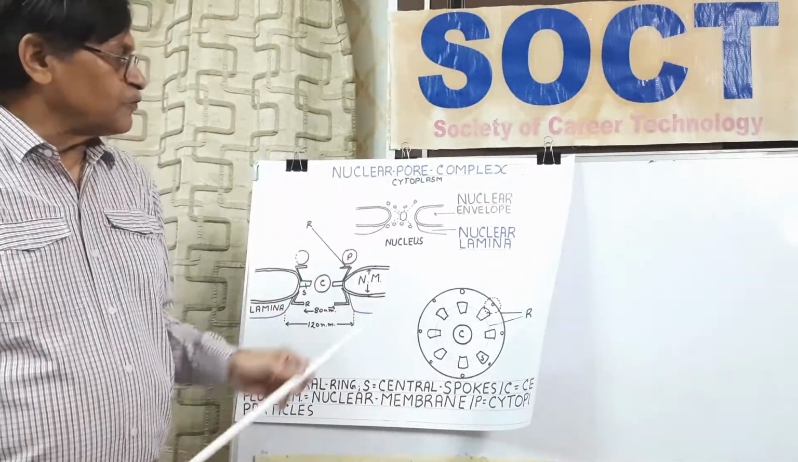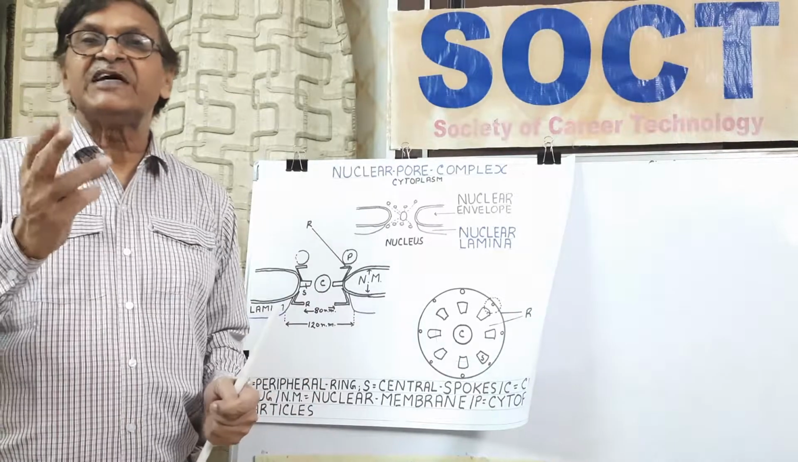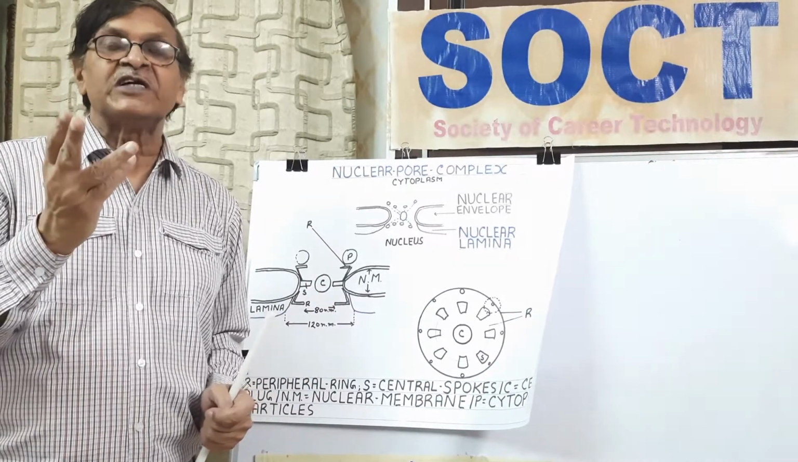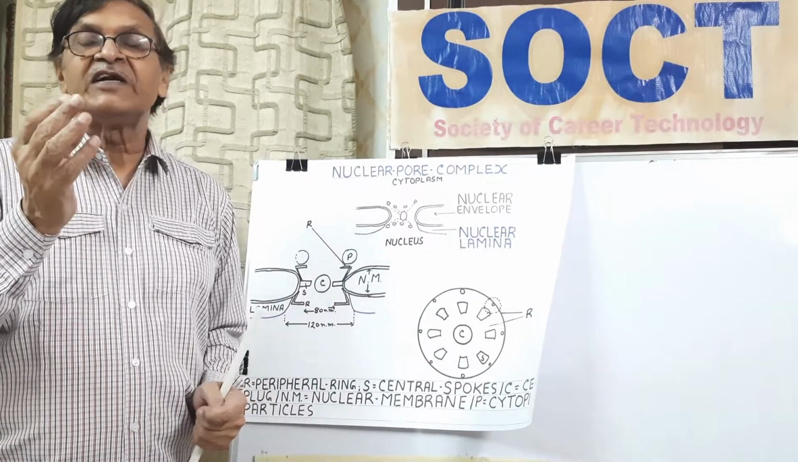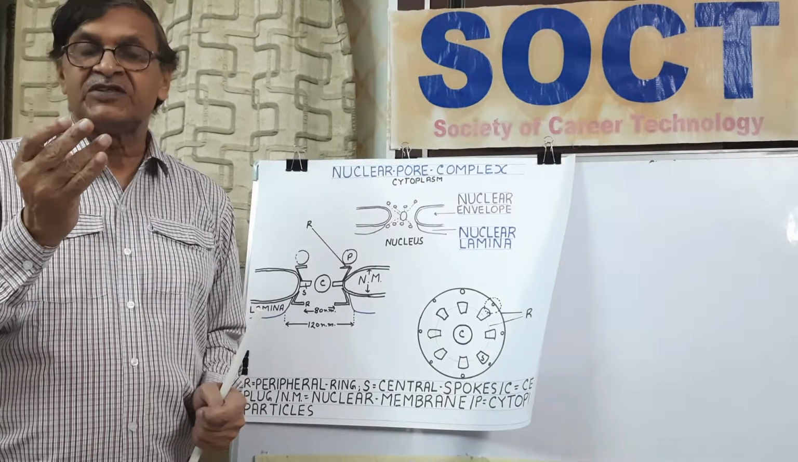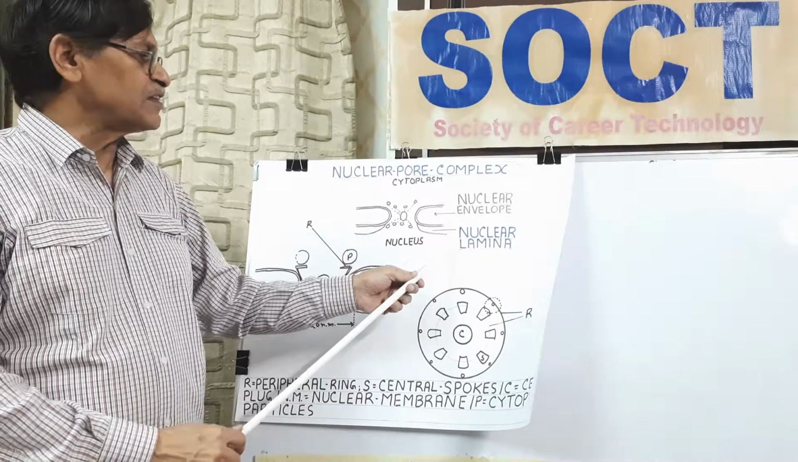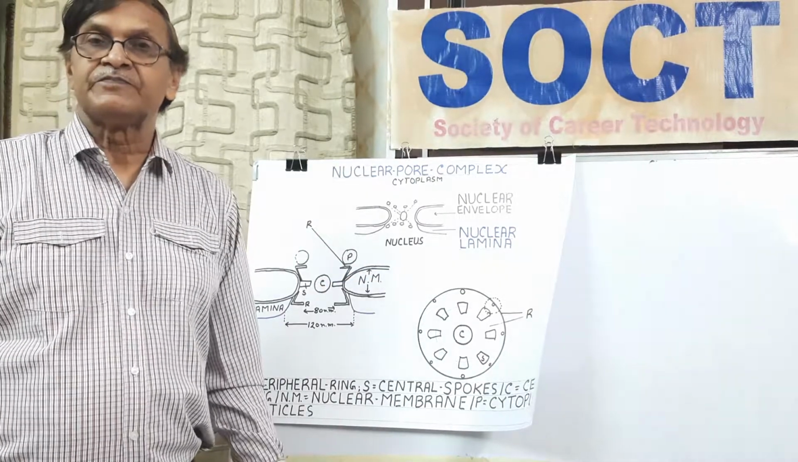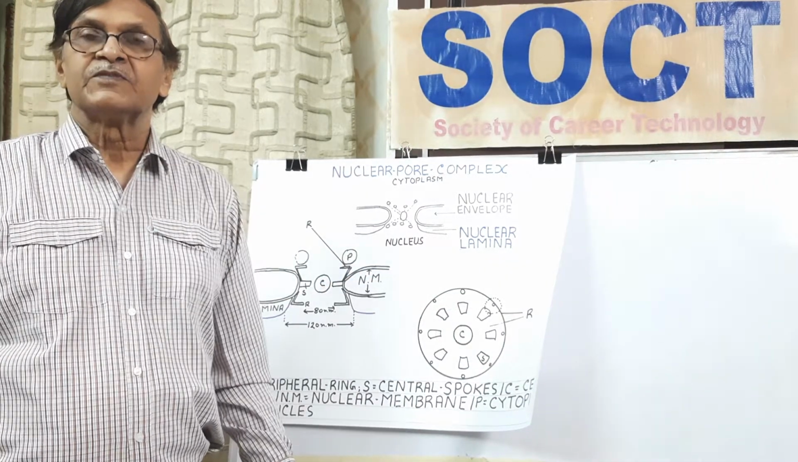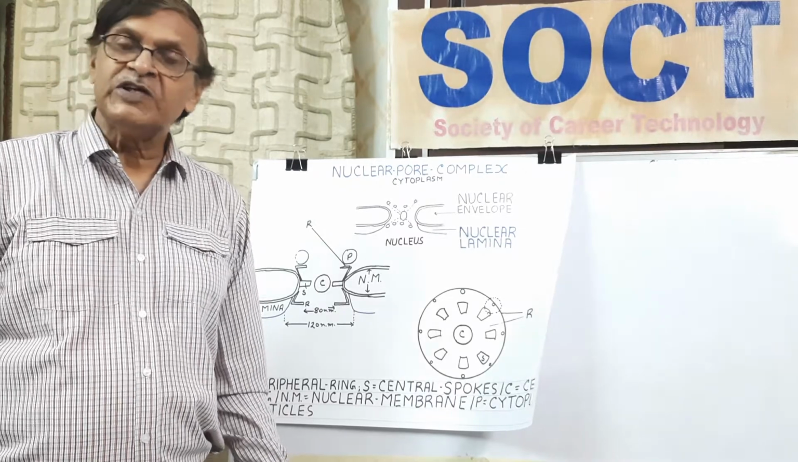It also has been found that this nuclear lamina is made up of 3 types of proteins: lamin 1, lamin 2, lamin 3, and they help in binding with the chromatin network. So this is about nuclear pore complex.